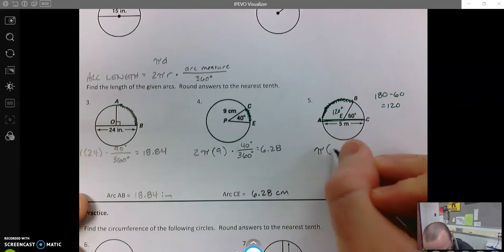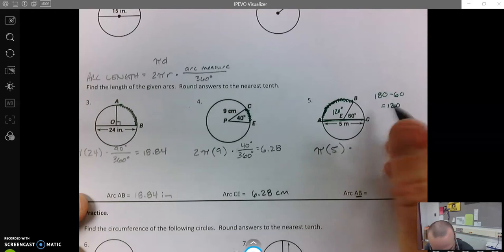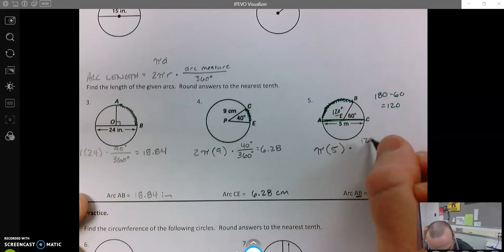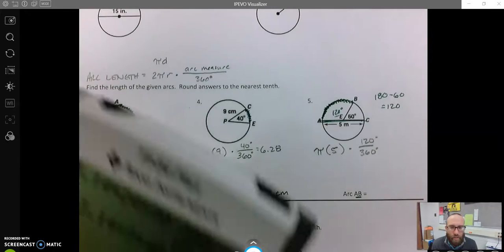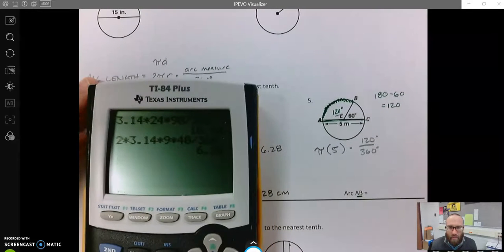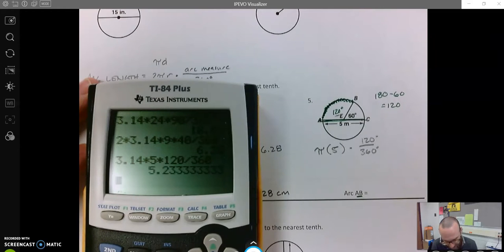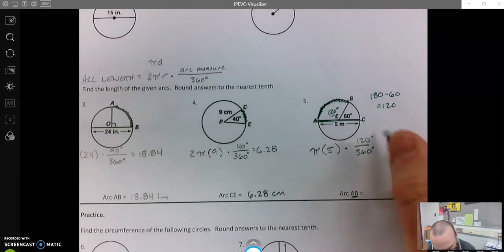Pi times 5 times, now I'm looking here at that 120 out of 360. So I'm going a third of the way around the circle, so I'm going to use a third of the circumference. So 3.14 times 5 times 120 divided by 360. I'm going to get a decimal. Notice it's a repeating decimal, so that 5.23 repeating. I'll round that off to 5.23.